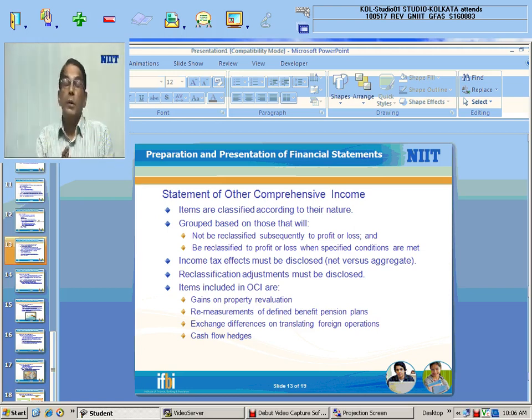And as I told you, statement of profit or loss and statement of other comprehensive income can be combined into a single statement called statement of comprehensive income.